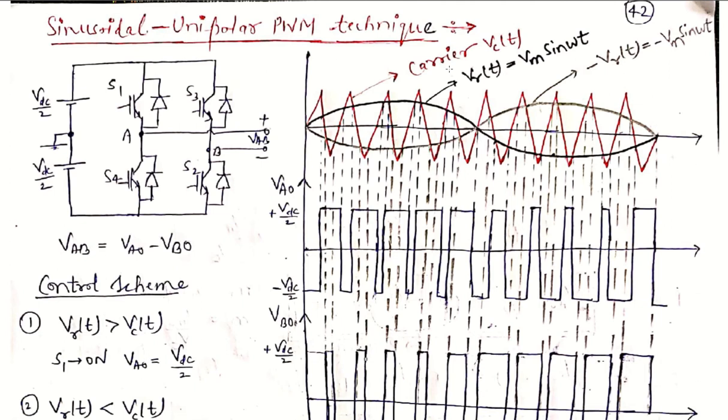So there are two reference signals and one carrier signal. The carrier signal has a peak amplitude of plus minus Vc. And these are the two Vr, the reference waveforms in sinusoidal fashion having amplitude of Vm.